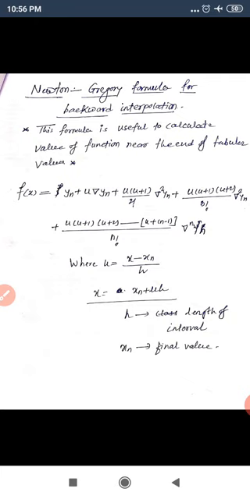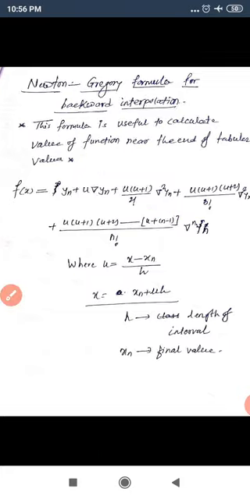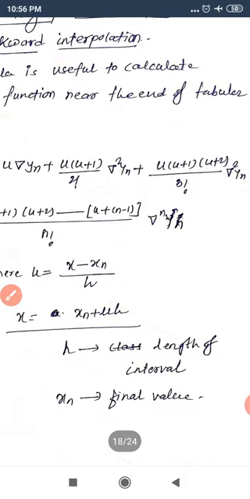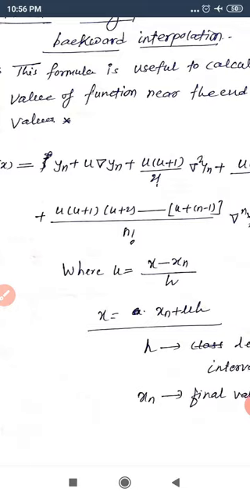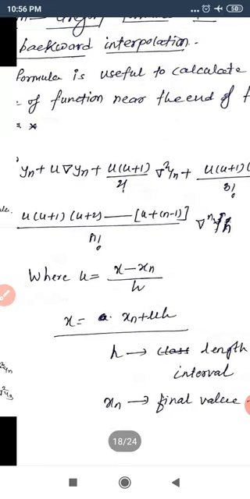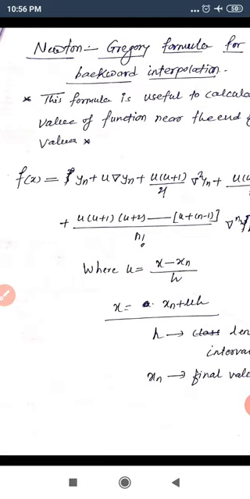So Newton's forward formula is yn plus u into del of yn plus u plus 1 upon 2 factorial del square of yn, u plus 1 upon u plus 2 upon 3 factorial del square of yn, and so on, u plus 1, u plus 2, u plus n minus 1 upon n factorial del square of yn. So here in the forward formula we are starting from y0, u into del of y0, del square of y0 and so on.